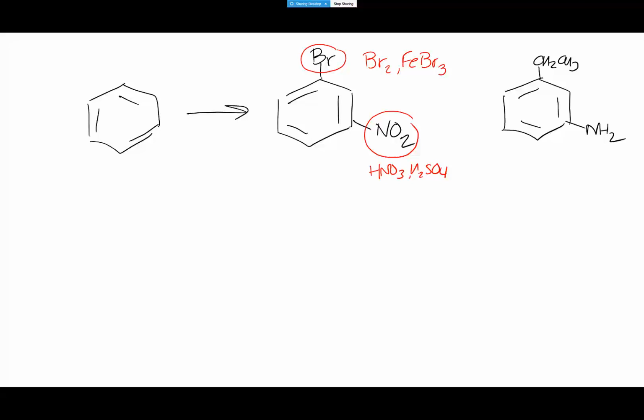Next thing is order. So what should I add first? In other words, I'm going to have to convert the benzene to the substituted benzene and then take it to the final product, because I've got 2 reactions and I've got 2 steps here. So what should I add first? Add the NO2 first? Is that what I should do?